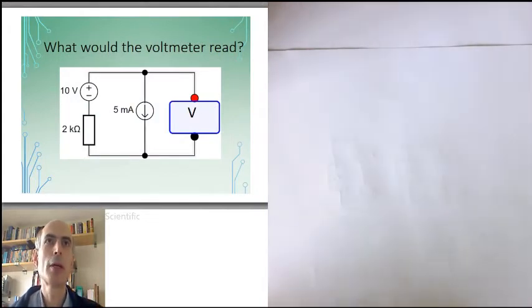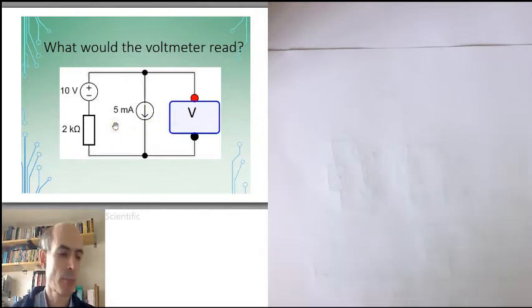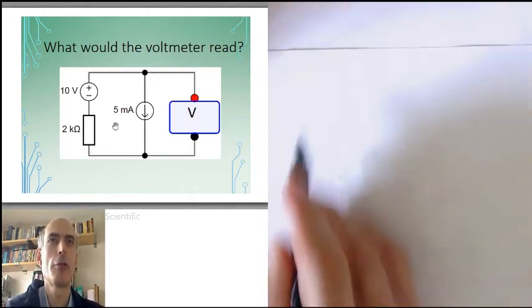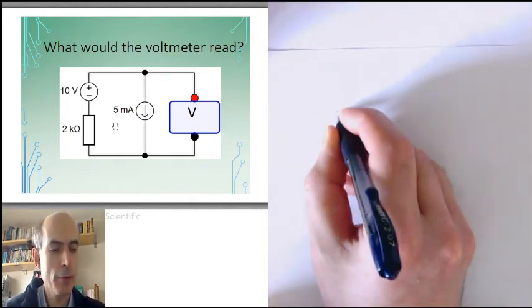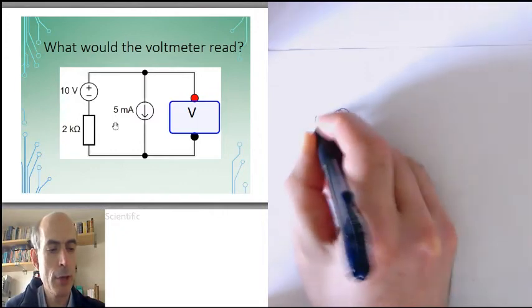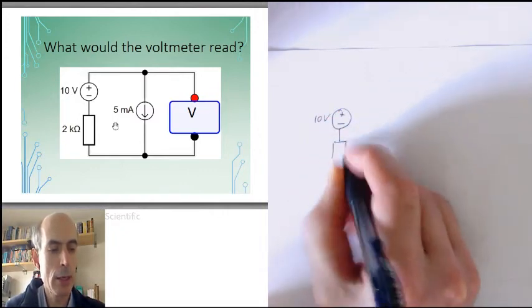This time we're looking at the voltage across the current source as being our output, and note that the current source is now pointing downwards. It's forcing 5 milliamps of current to flow from the top node to the bottom node. What would the voltage across that current source be? Well, first of all, let's turn off the current source and just look at the effect of the voltage source. We would now have this circuit. A 10 volt voltage source here, a 2K resistor.